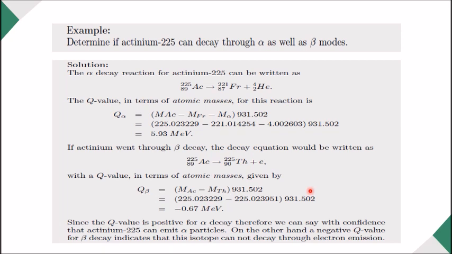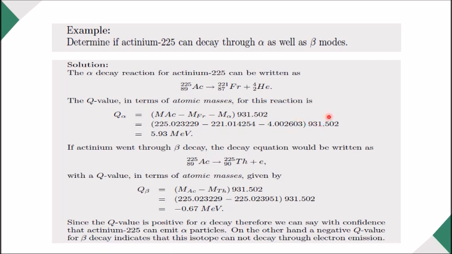So this is how the reaction looks for alpha decay. The Q value can be determined by identifying the atomic mass. Here we are using the atomic mass, not nuclear masses. We know the atomic mass of actinium, which will be 225.023229. Then the atomic mass of francium, 221.014254. Then the atomic mass of the helium atom, that is 4.002603.